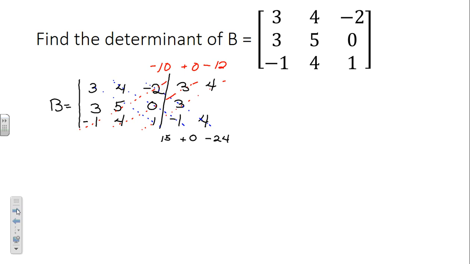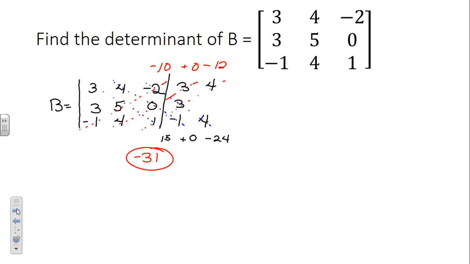What is negative 10 plus negative 12 plus 15 plus negative 24? So we'll have a negative 22 minus 24 and then plus 15. Is it negative 33 altogether? Someone check our math. Negative 36, negative 46, 46 minus 31. Negative 31. So which is easier, diagonal method or expansion by minors? Definitely diagonal, right? Okay.